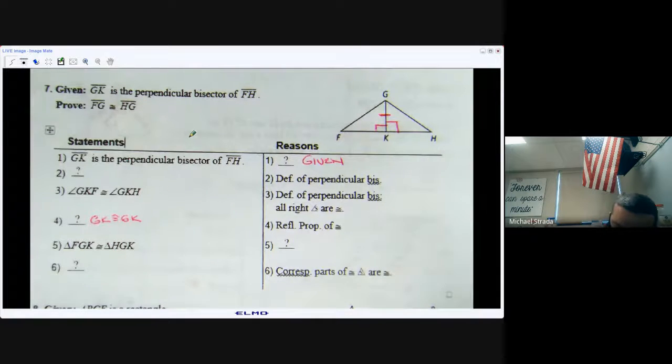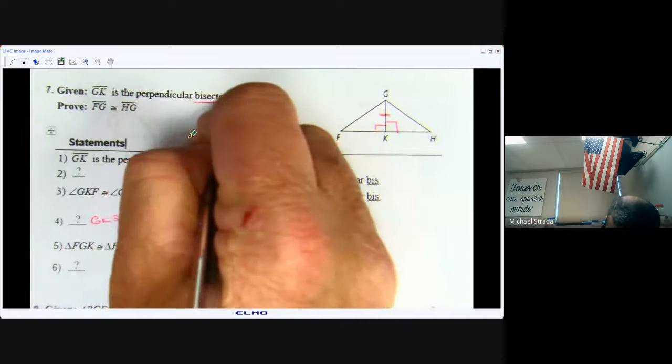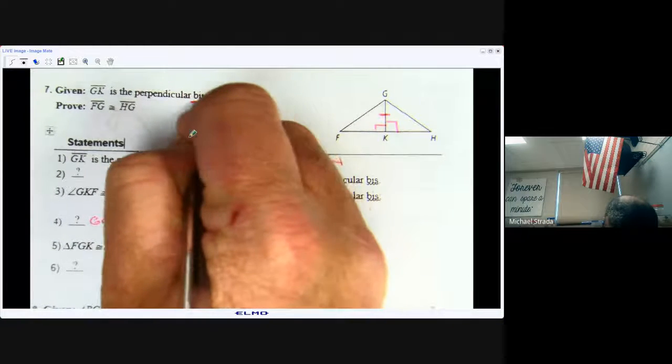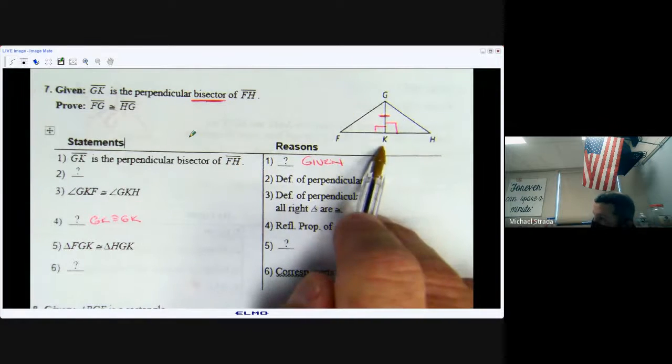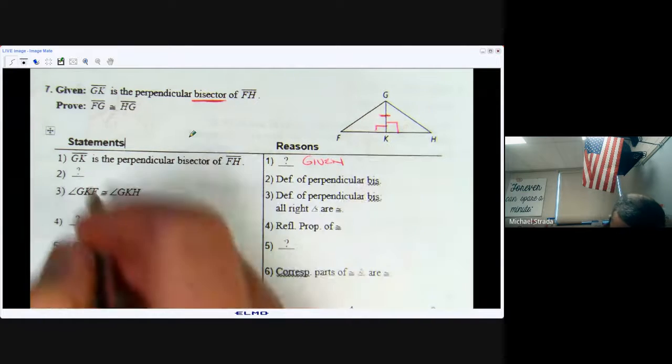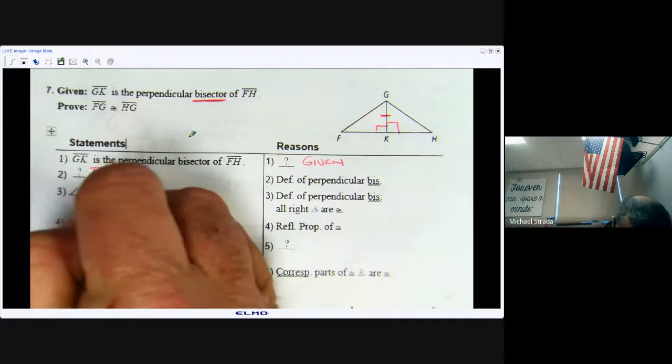All right. Perpendicular bisector, a lot of times we use the perpendicular part. Today we're going to use the bisector part. That means K is the midpoint. If you want to include that in your proof, go ahead, but it's not necessary. You can go right to FK congruent to KH.